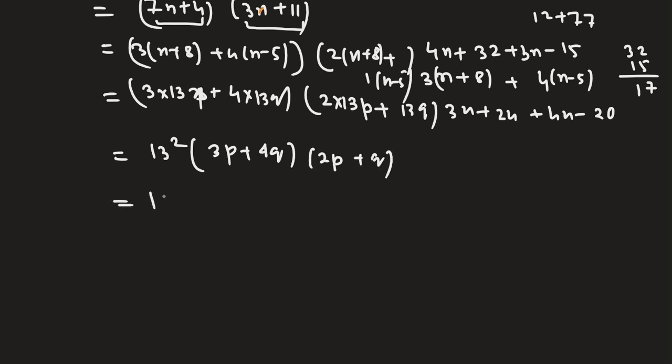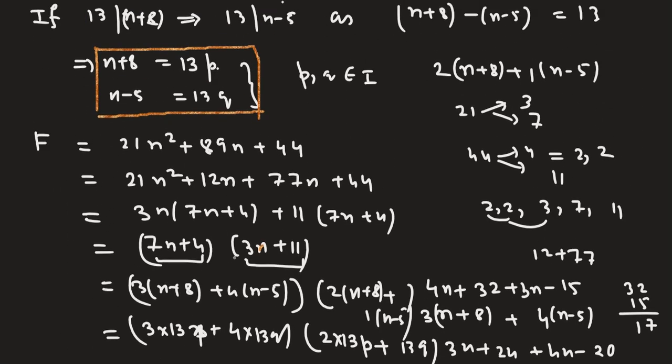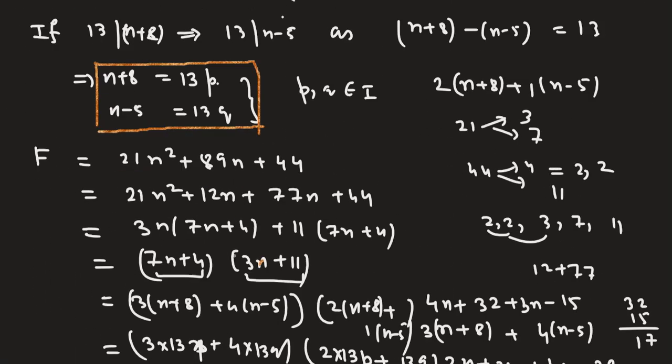So this result will be 169, and this will be m, if I consider m as the product of these two integers. Okay now, so what we notice is that 13 square divides the expression a, hence proved. Hope all of you understand this concept. Question number 6 completed.